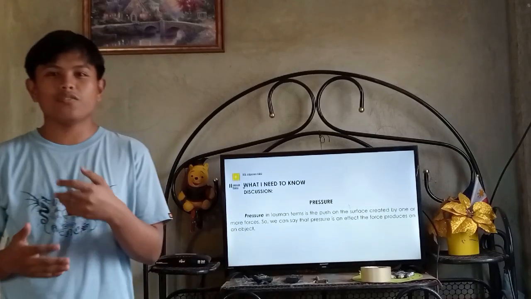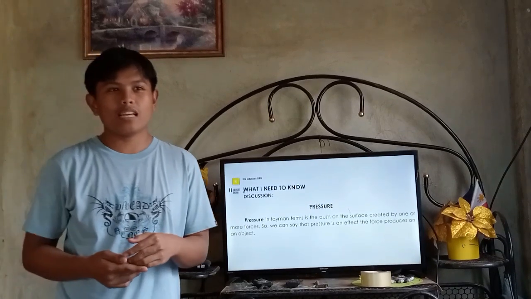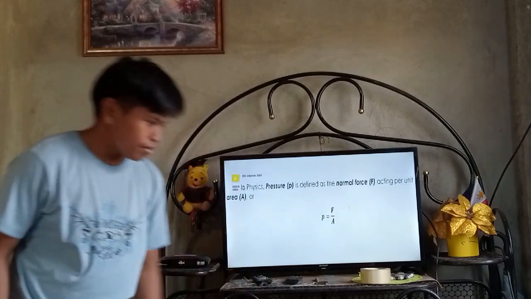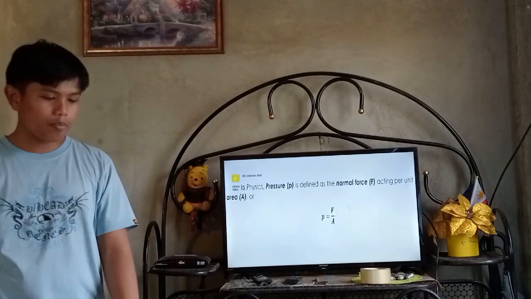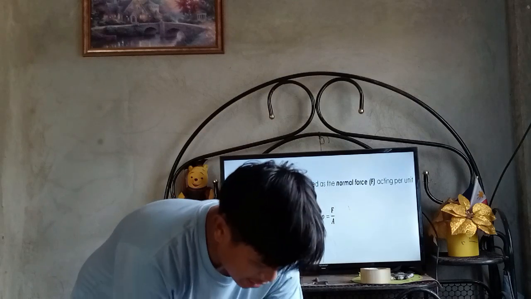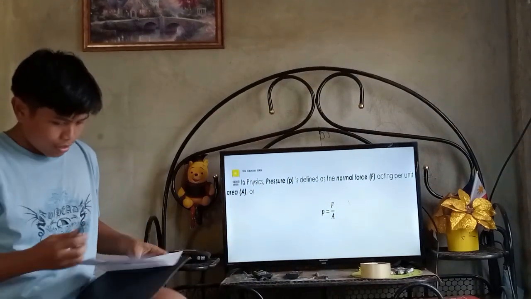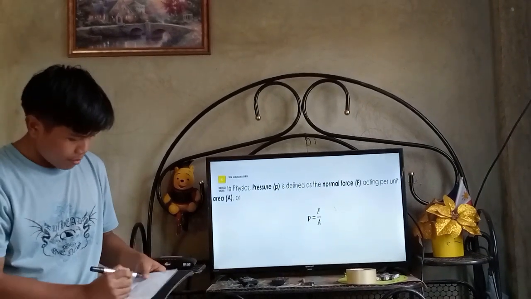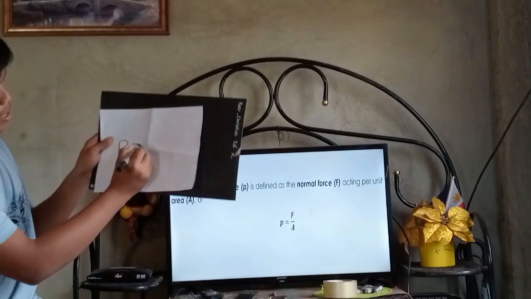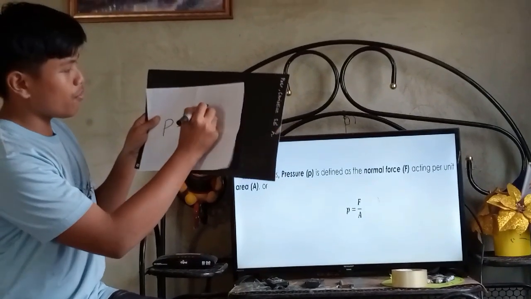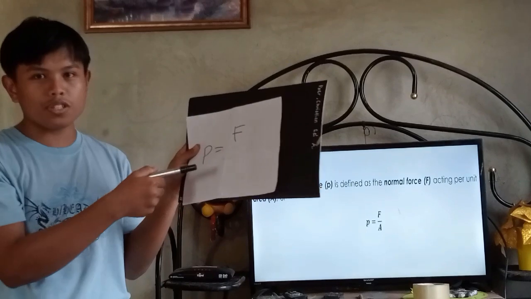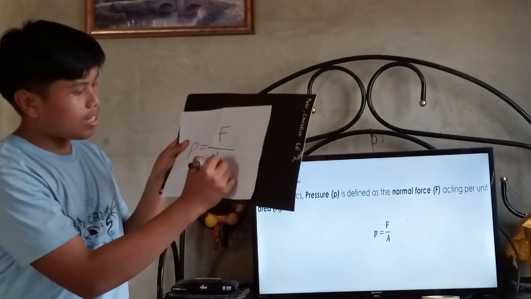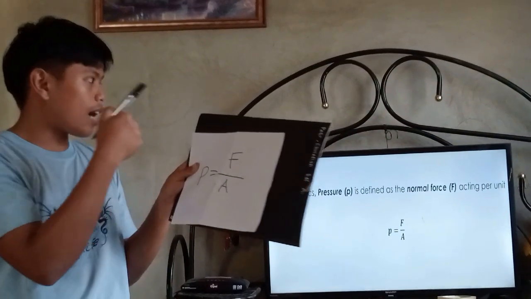After watching the video, we will now proceed to the formula for finding the pressure. We will write it on a piece of paper. The formula for finding the pressure is P equals F over A, where F is the normal force and A is the area over which it acts, per unit.